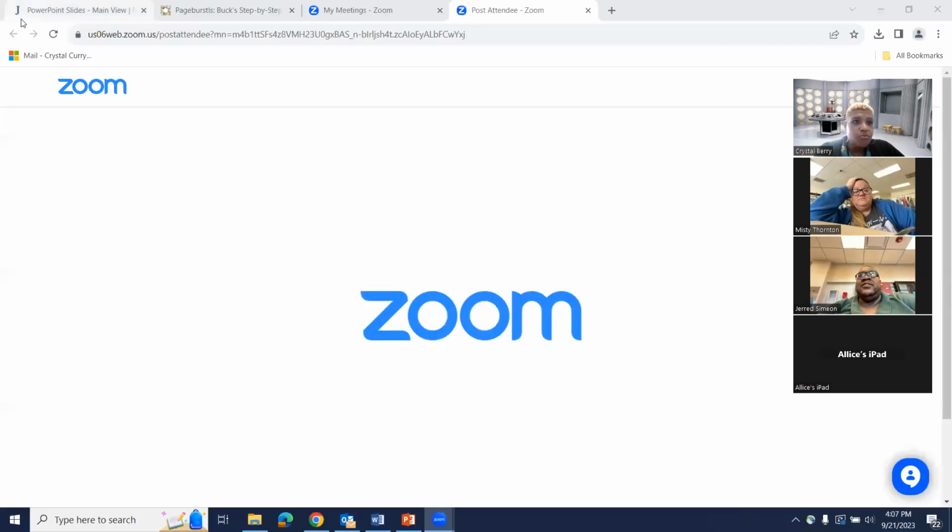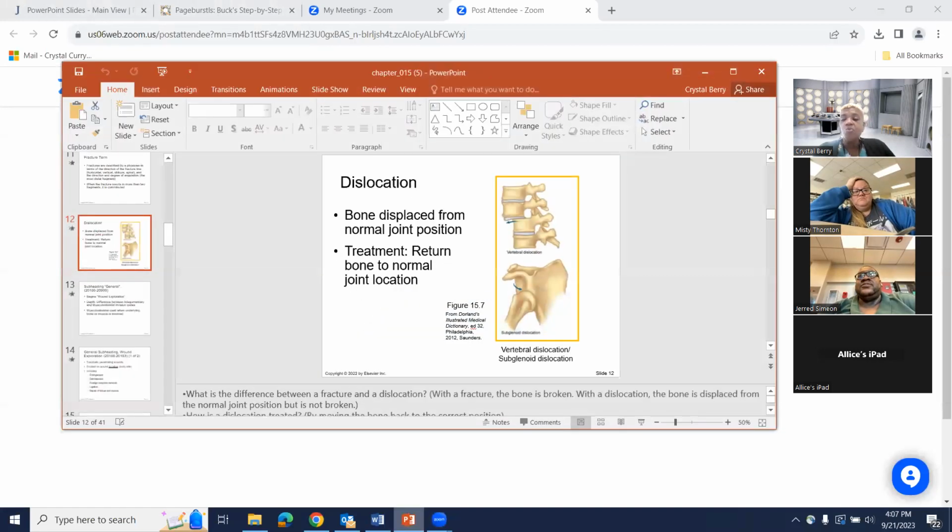So I'm about to share my screen. And we're going to go right to the PowerPoint slides. So we left off on dislocation, but I wanted you all to see this, because this is on your exam. Dislocation is bone displaced from normal joint position. So if it says dislocated, that means it's displaced from the normal joint position. And they're showing you a picture on this diagram of what it looks like when it's displaced. The treatment is to return bone to normal joint location.